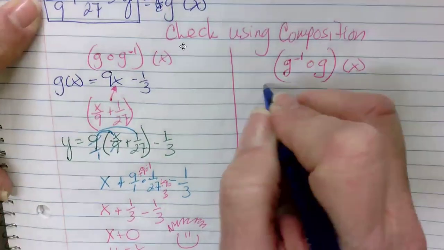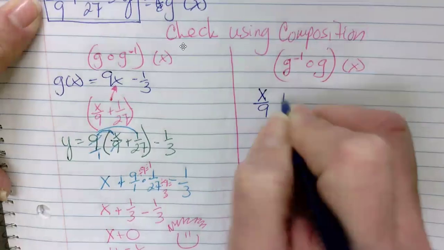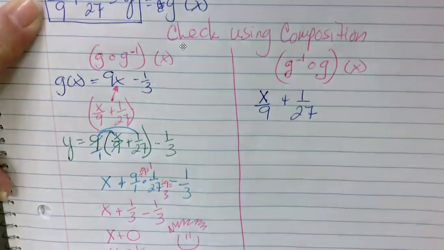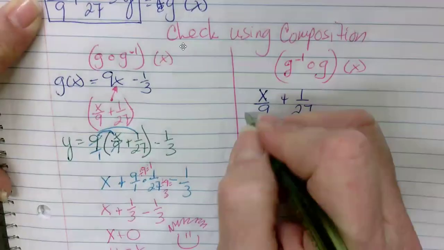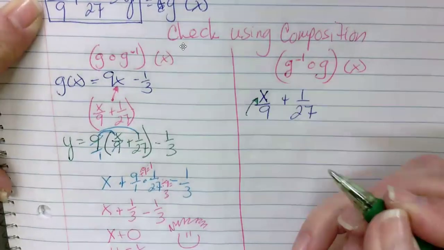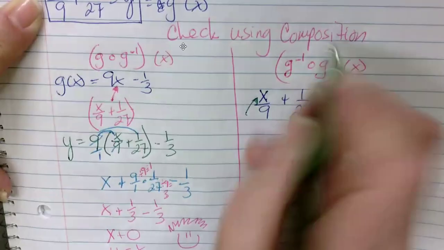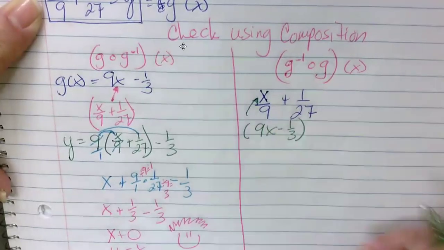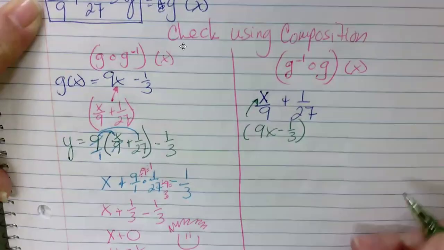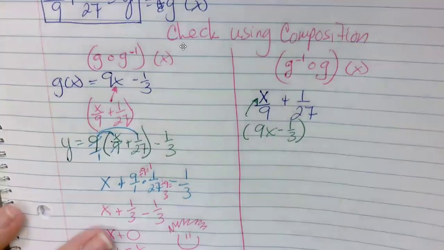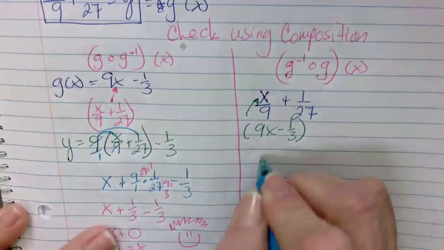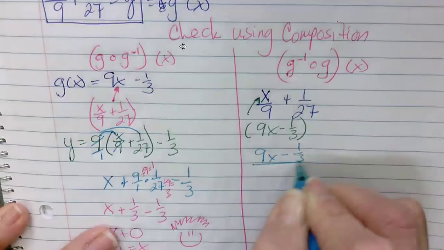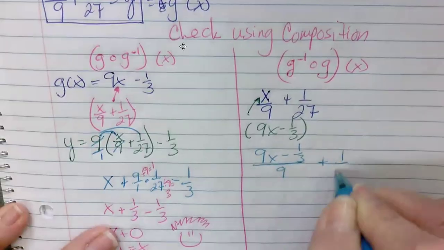So we get x over 9 plus 1 over 27. Then we draw our arrow. What am I going to plug in for x? My original. Our original was 9x minus 1/3. Now I rewrite my problem. Let's do 9x minus 1/3 all over 9 plus 1 over 27.